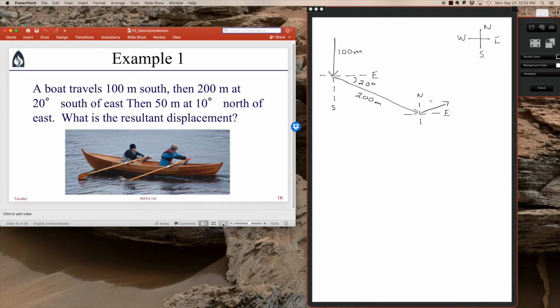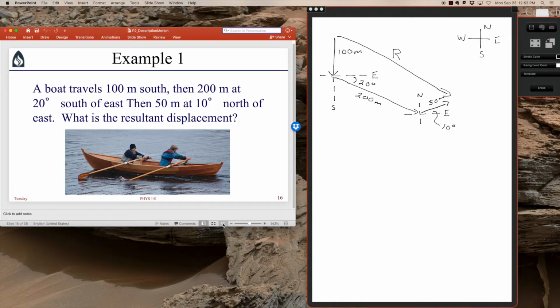It will have a length of 50 meters and be at an angle that is 10 degrees north of east. Okay, so those are my three vectors. And when I add those three vectors together, I will get a resultant vector that goes from the tail of the first to the tip of the last, something like that. This will be my resultant vector. And so I need to figure out the length of that resultant vector and also what angle it is pointing.